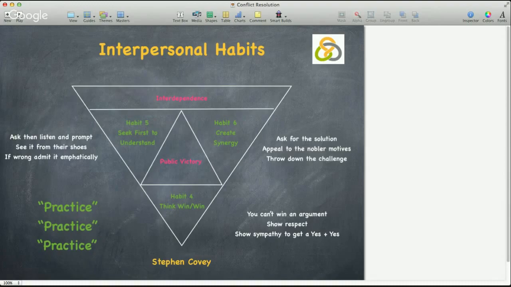So there you have a simple explanation on how to use Thomas and Killman's conflict resolution model.